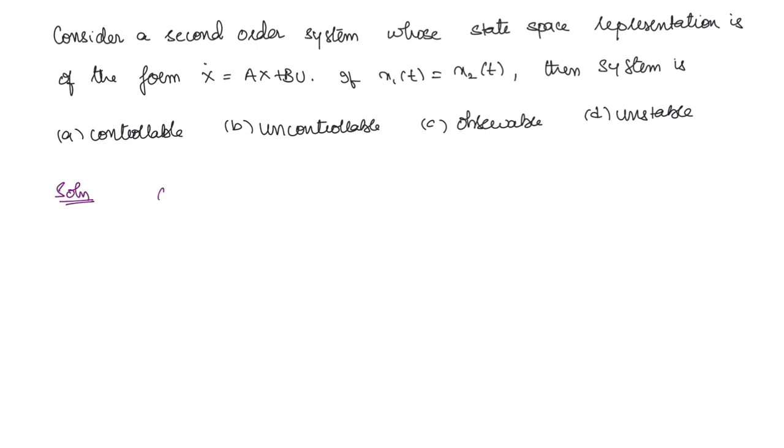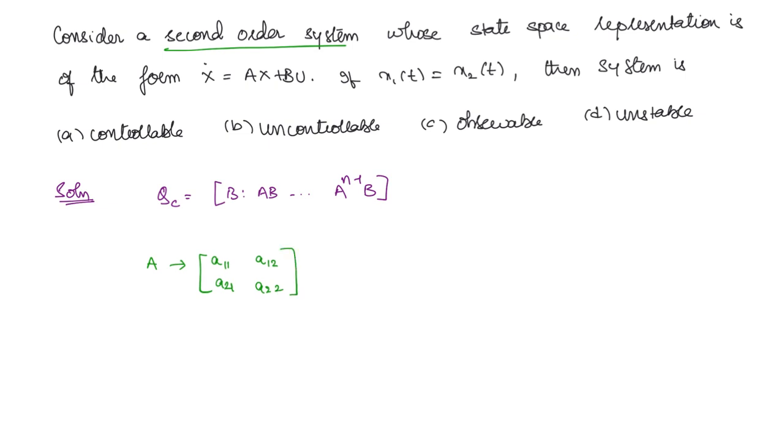How do you check the controllability? QC is equal to B, AB and so on till A to the power n minus 1 into B. First you have to form this matrix. One important piece of information given here is that it is a second order system. So what will be the order of A? It is a 2 by 2 matrix. So we can write A11, A12, A21, A22, and B as B1 and B2.